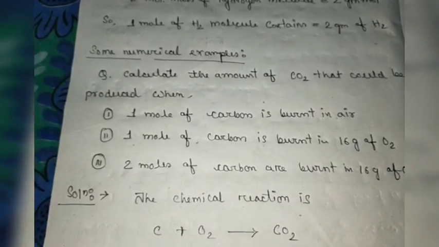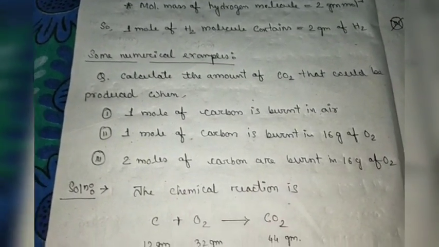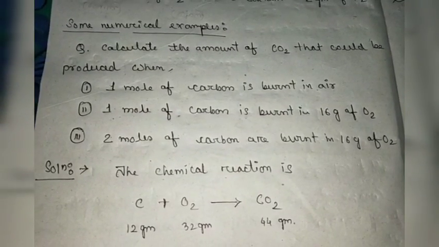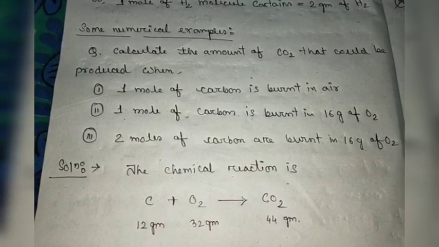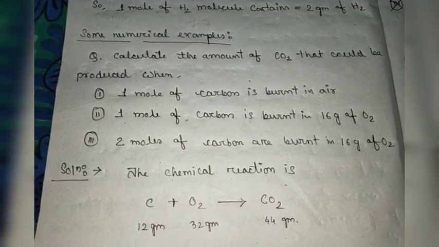So there are some numerical problems regarding this concept. Calculate the amount of carbon dioxide that could be produced when, number 1, 1 mole of carbon is burnt in air, number 2, 1 mole of carbon is burnt in 16 gram of oxygen, and number 3, 2 mole of carbon are burnt in 16 gram of oxygen.